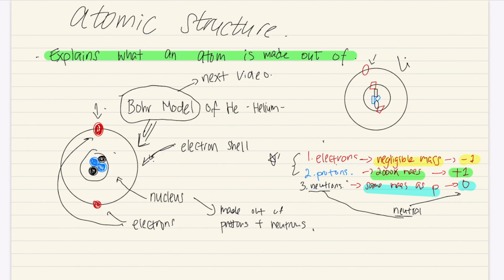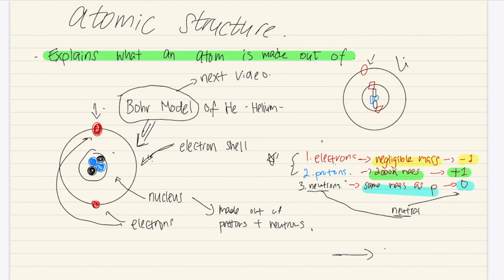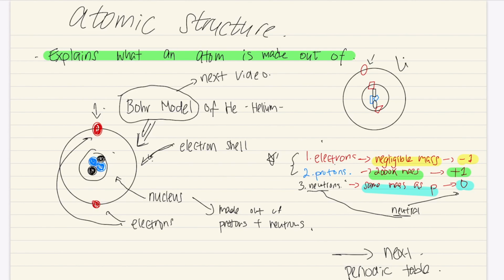In the next video, we will cover some basic stuff about the periodic table, and we will look at how we can identify which atom this is, just by looking at the number of its electrons, protons, and neutrons.